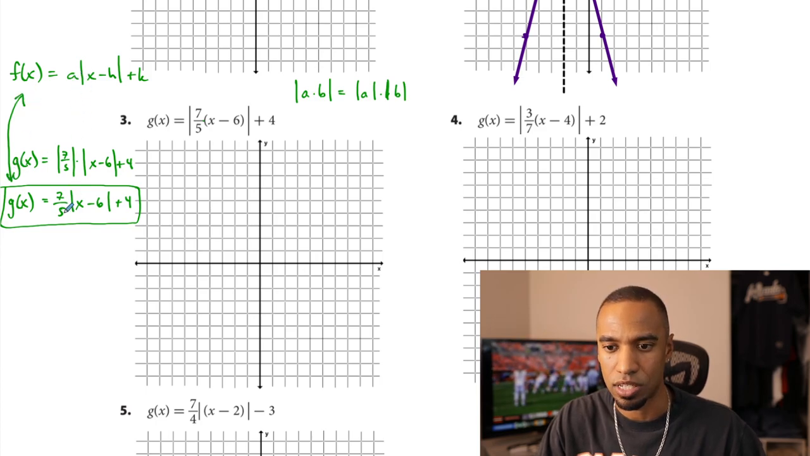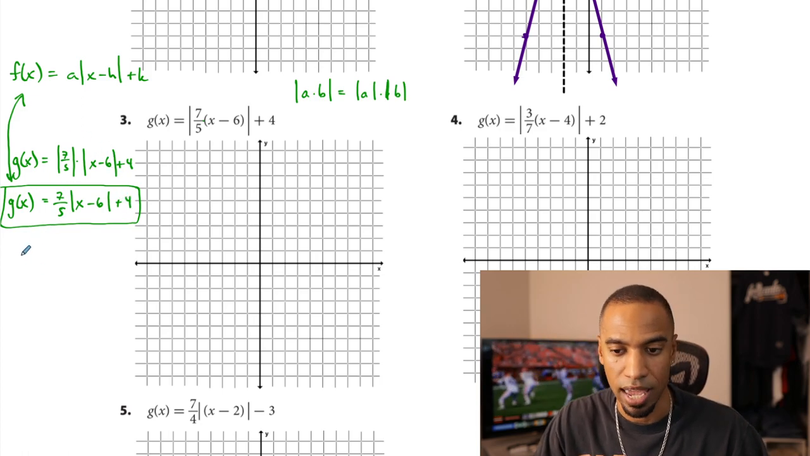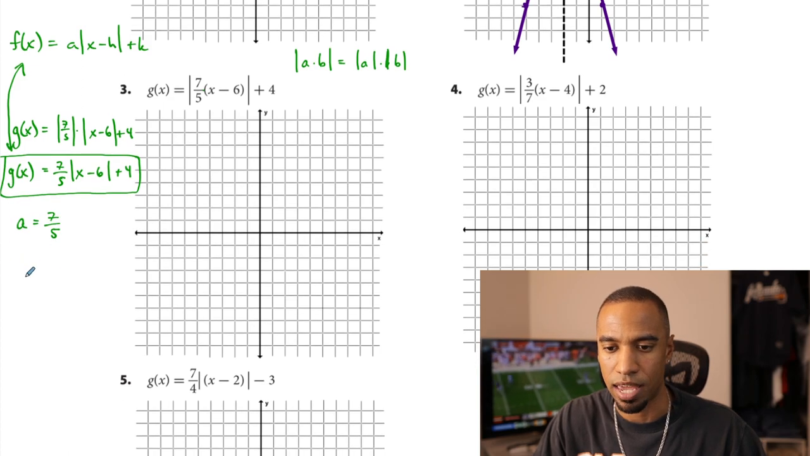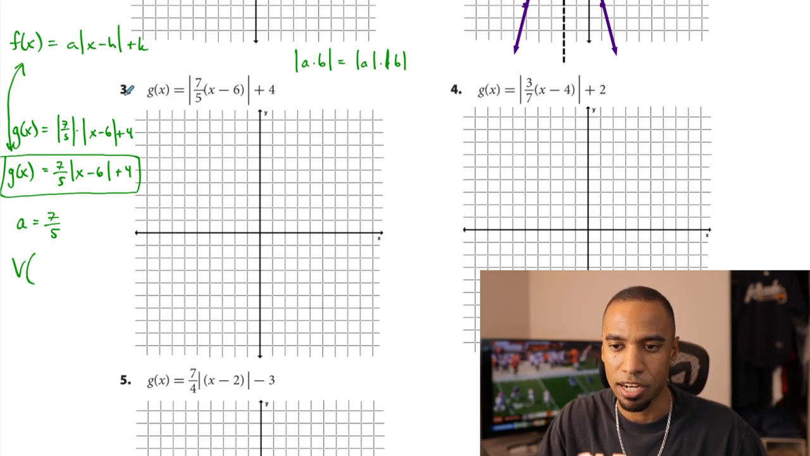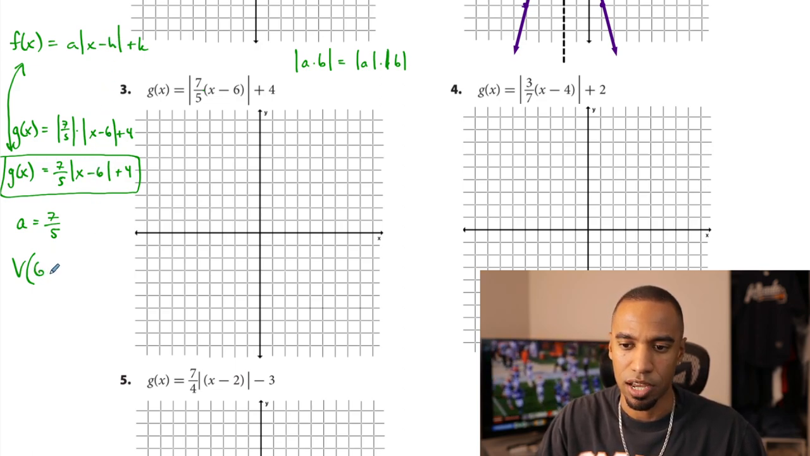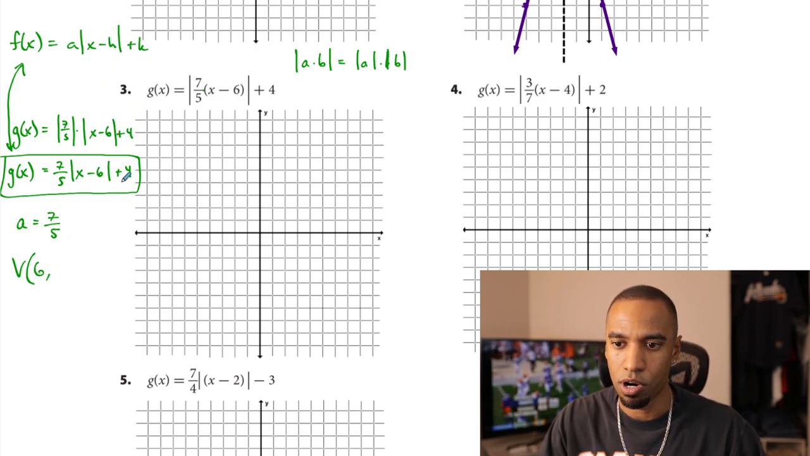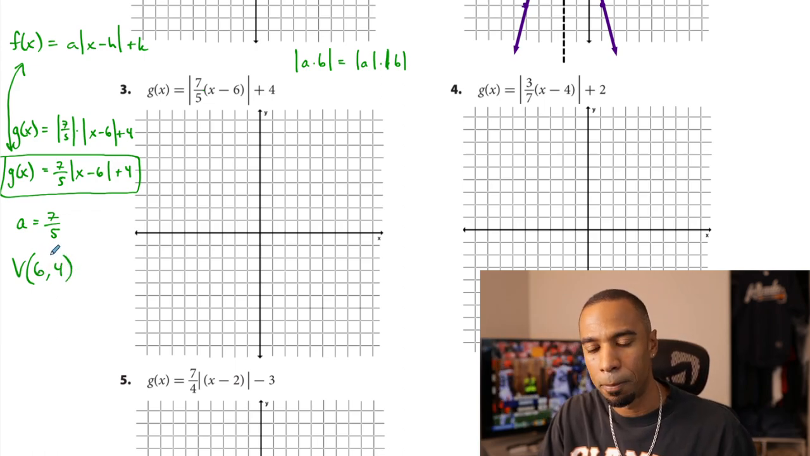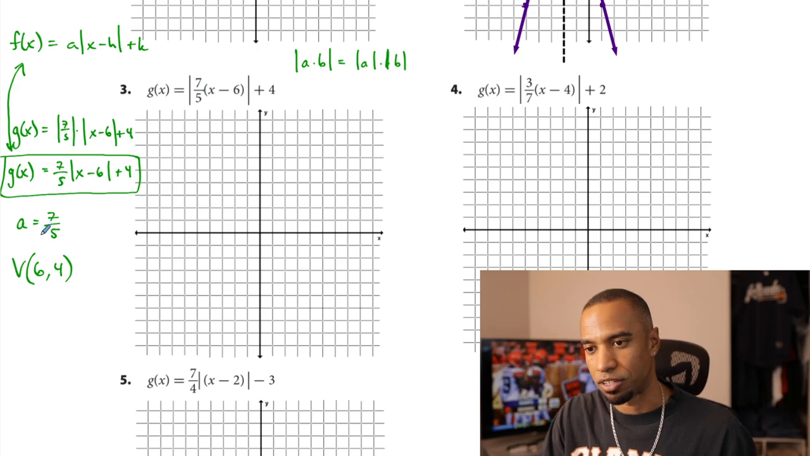I can now recognize what is A, what is H, and what is K. So what is A, H, and K? A is 7/5. I'm not going to write stretch factor this time, but that's what A is. And my vertex occurs at H, K, H being 6, remember subtracting 6 there, and then K being plus 4, so 4. So we're going to start at 6, 4, and then we have our stretch factor to go.